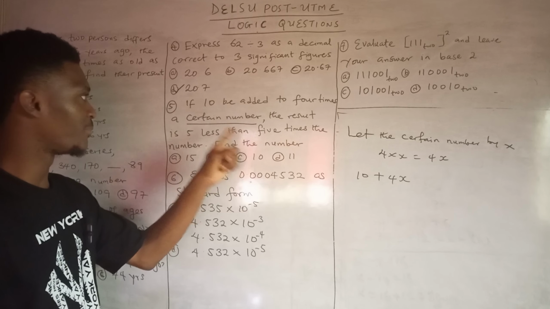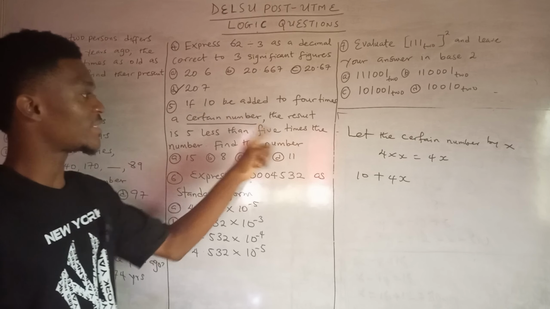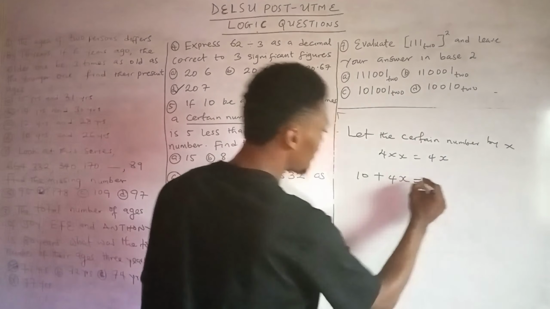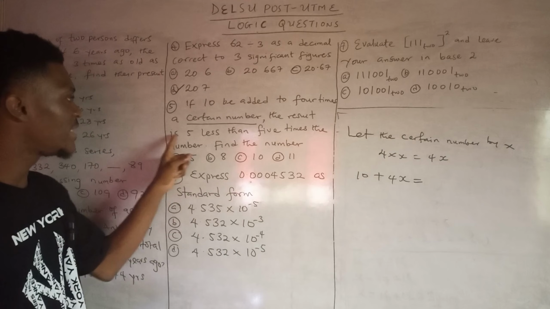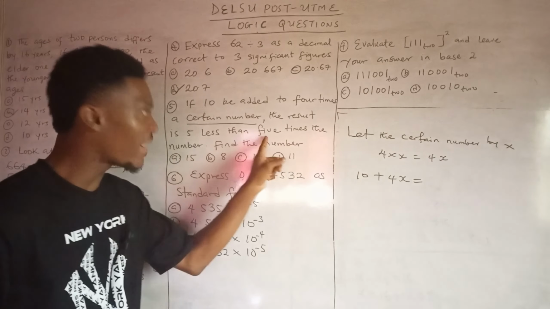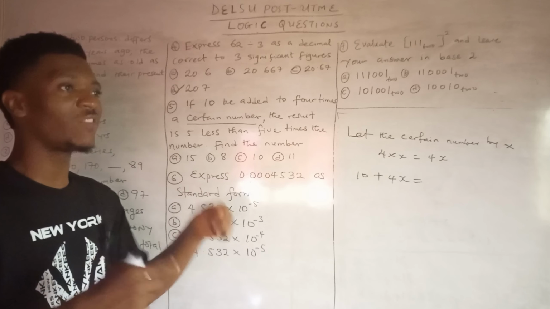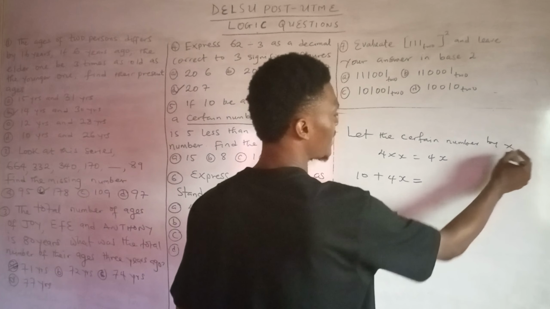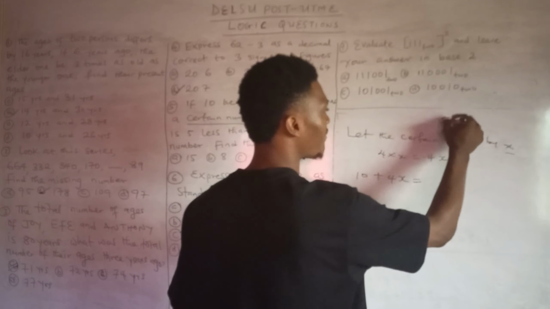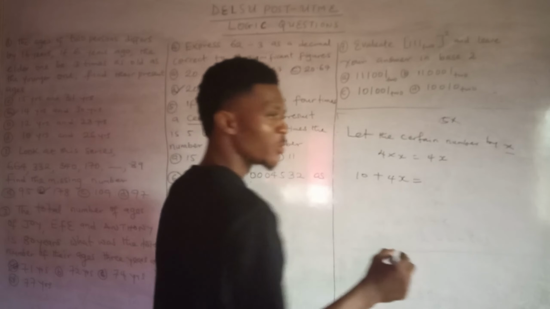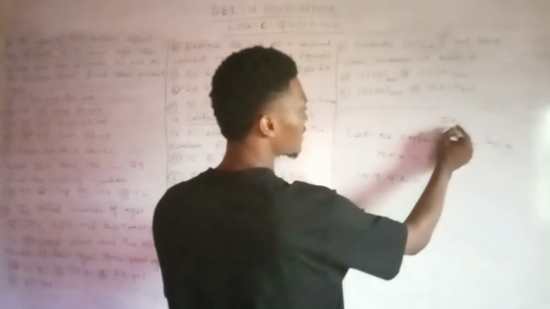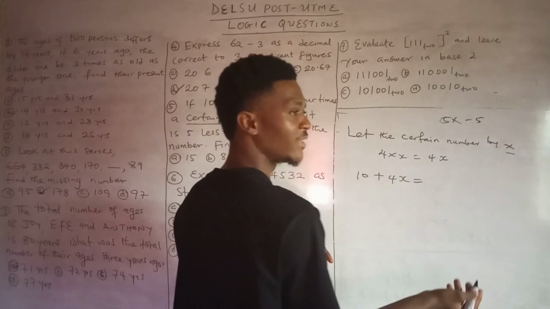We've represented it now. So if 10 is added to 4 times a certain number, which is this, the result, meaning equal to the result, is 5 less than 5 times the certain number. Remember, the certain number is x. So 5 times the certain number is 5x. Are you with me now? So it means that 5 less than 5 times the certain number should be 5x minus 5.